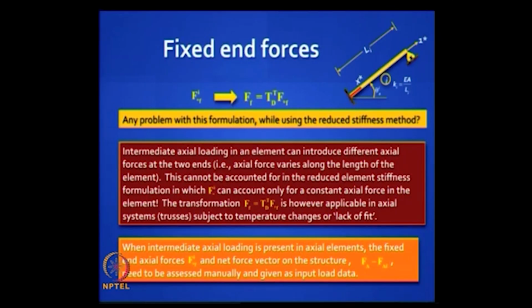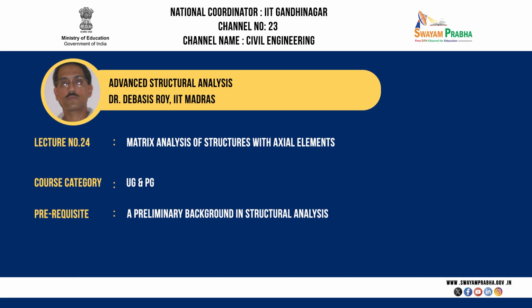So whatever you are getting in the structure, do not use TD transpose and shift from element level fixed end forces to structure equivalent joint loads, do it manually. Let us demonstrate with an example. So we will take this very problem which we had already solved using the conventional stiffness method.